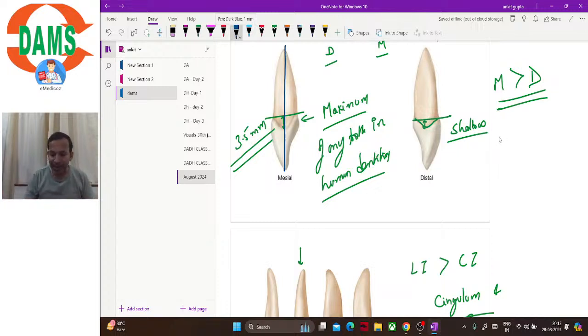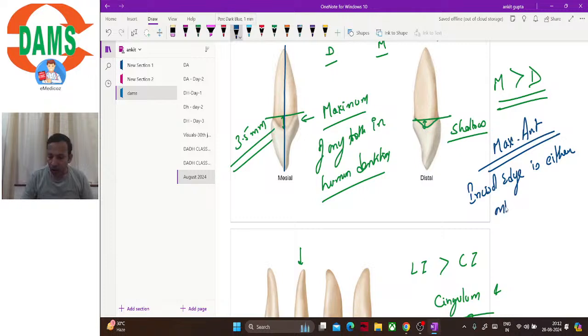So for maxillary anteriors, this is a general rule that the incisal edge is either on the apex or labial to it, right? It is either on the apex or it is labial to the apex. Clear? So the apex is either bisected by the position of the incisal edge or it is labial to the apex.